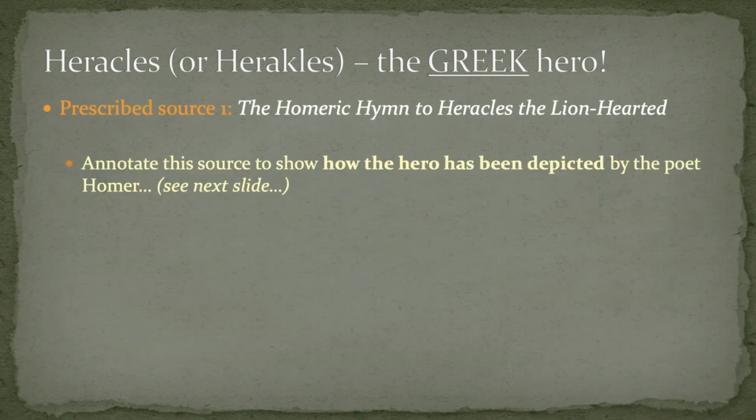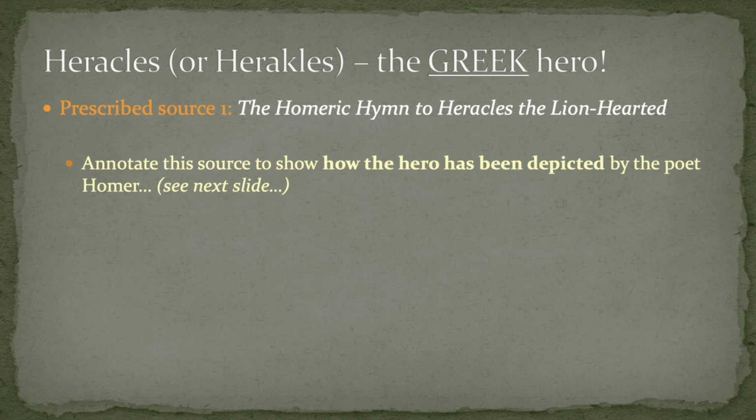Next, we're going to look at our first prescribed source. And this is a short piece of poetry called the Homeric Hymn to Heracles the Lion-Hearted. Bit of a tongue twister. Now, these Homeric hymns, as we saw in the Journey to the Underworld unit, if you've done that one already, are meant to have been, I don't want to say written, composed and then written down later by someone else. Composed by Homer, the same author as the Iliad and the Odyssey.